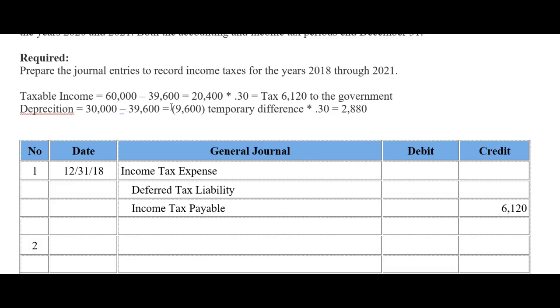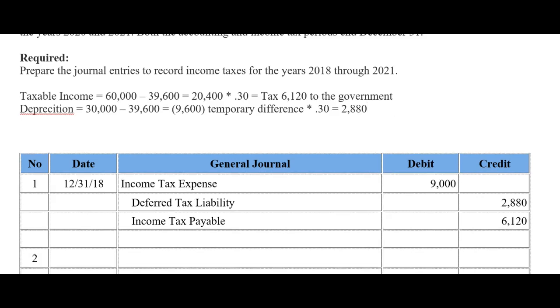Now, we had no previous balance in our deferred tax, so that's actually going to be the amount of our deferred tax. Now, if we add those two together, it's going to tell us that our total tax then is $9,000.